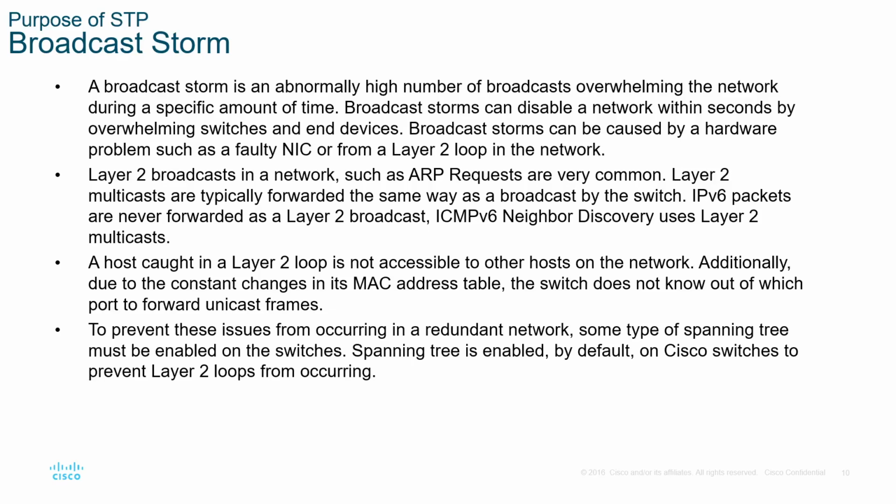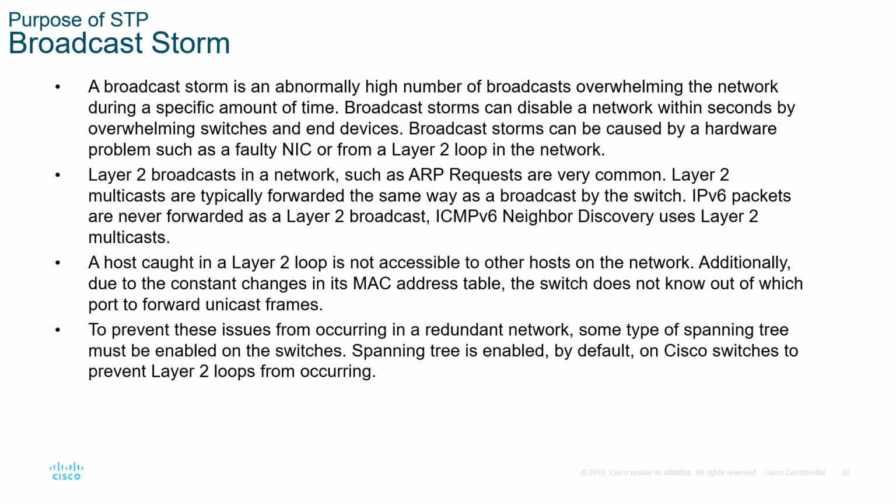Now, layer 2 broadcasts in the network, such as ARP requests, are very common due to the nature of ARP protocol. Layer 2 multicasts are typically forwarded the same way as broadcast by the switch. IPv6 packets are never forwarded as a layer 2 broadcast. ICMPv6 neighbor discovery uses layer 2 multicasts.